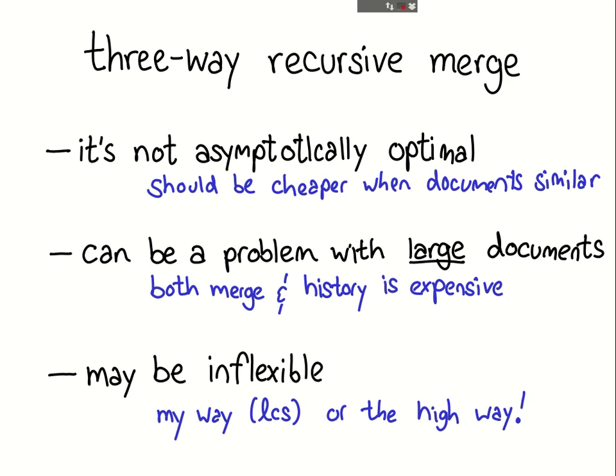Both performing the merge, which requires a linear scan over the entire document, as well as maintaining the history of the document, can be quite expensive. Finally, three-way recursive merge built out of the longest common subsequence can be inflexible. Longest common subsequence dictates the only possible way the merge can be carried out. There's no way for the user to say, "Oh no, I'd like my documents to be aligned differently." They may know that because when they performed an edit, there's some semantic knowledge about how the diff worked.